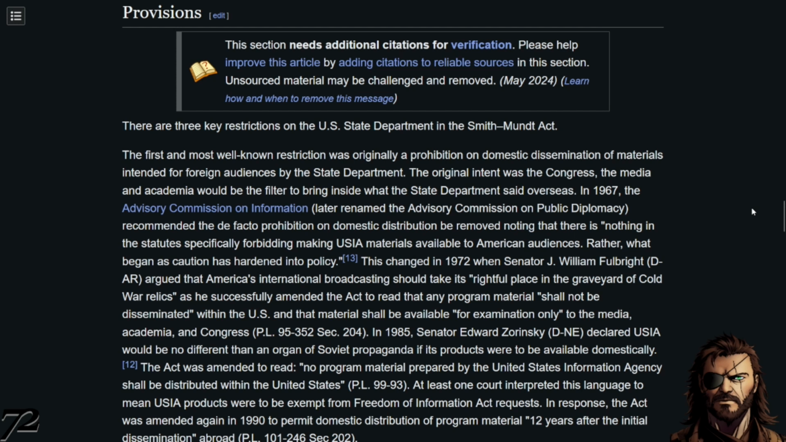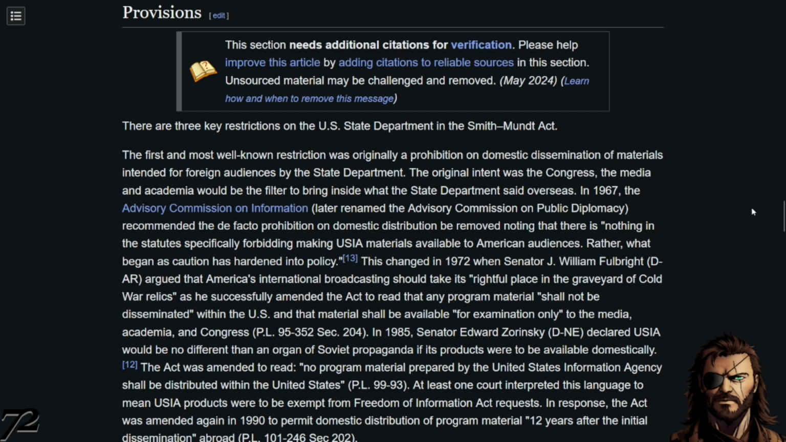Provisions. There are three key restrictions on the U.S. State Department in the Smith-Mundt Act. The first and most well-known restriction was originally a prohibition on domestic dissemination of materials intended for foreign audiences by the State Department. The original intent was that Congress, the media, and academia would be the filter to bring inside what the State Department said overseas.